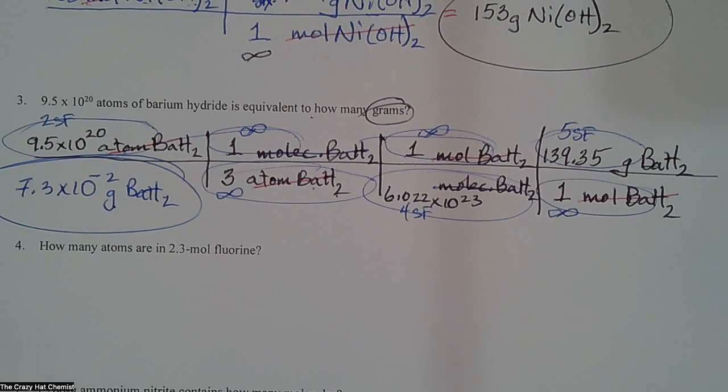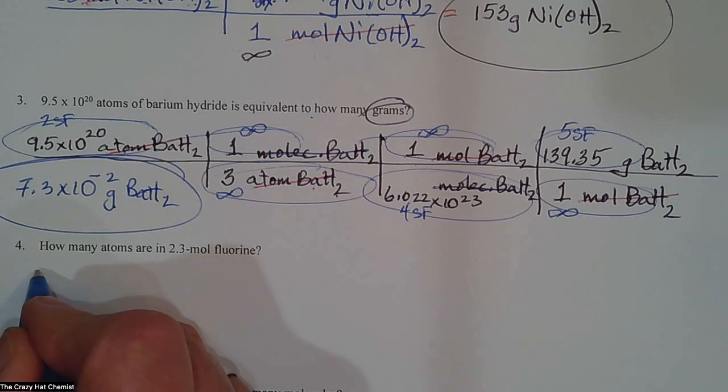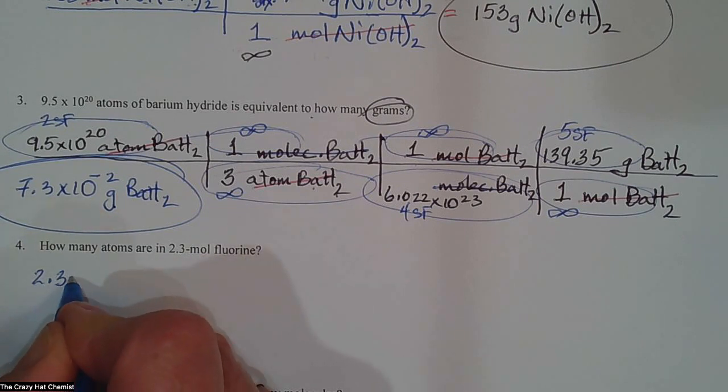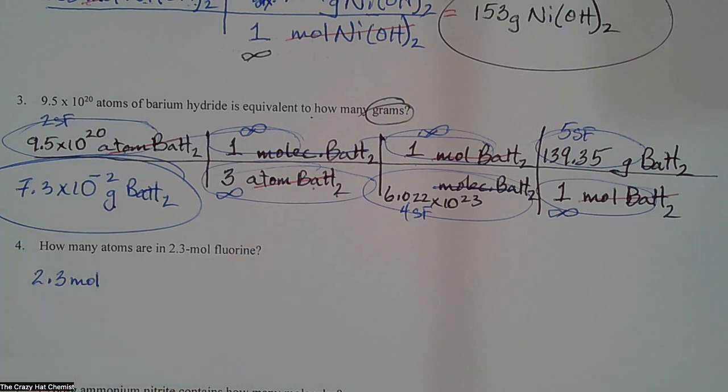Next problem, it says how many atoms are in 2.3 moles of fluorine? So I am looking for atoms. So I'm going to start off with 2.3 moles of fluorine. So 2.3 moles. And then fluorine is one of the diatomics.